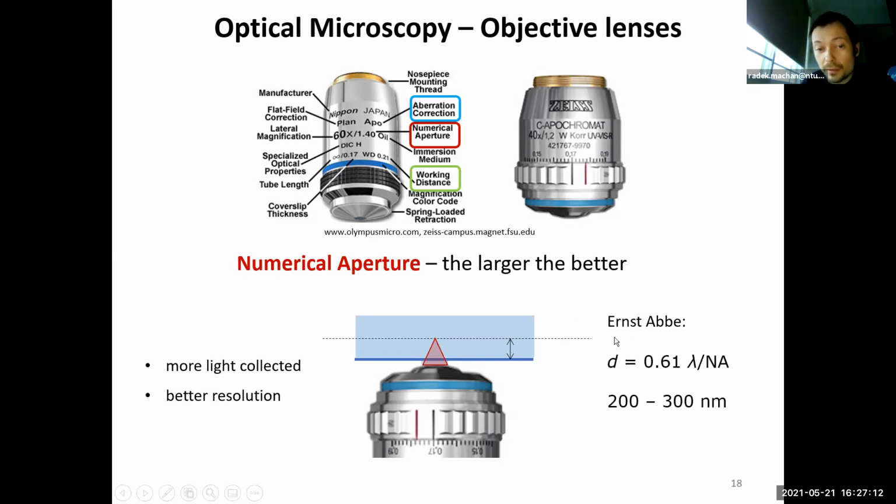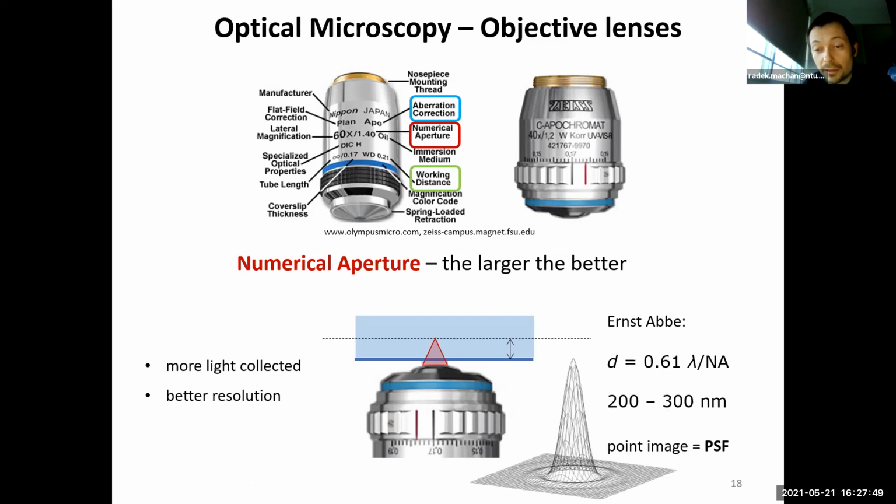That comes from the fact that there are several resolution criteria, which approximately come to this: the resolution, that means the smallest distance between two lines which you can resolve, is approximately half of the wavelength divided by numerical aperture, which for most objectives typically translates to something like 200, 300 nanometers.